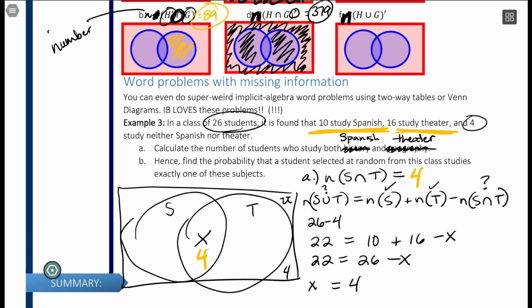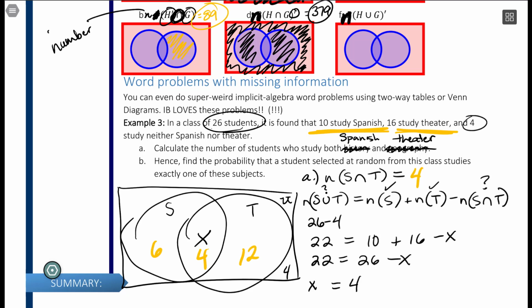So now let's start to think about this for just a second. Okay, if there are 4 people here that study both Spanish and theater, but 10 in total that study Spanish, how many must be in this part right here? Well, 4 plus what gives me 10? That must be 6. Okay, and then we look at the next one over here. What about theater? There's supposed to be 16 in total that study theater. 4 plus what gives me 16? That must be 12. And now, if you look at that, we have completed our Venn diagram.